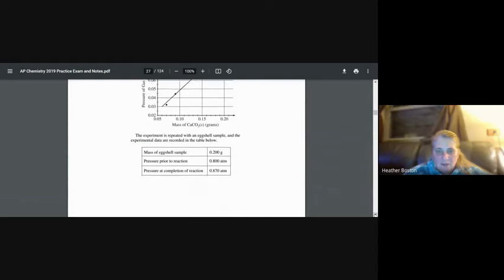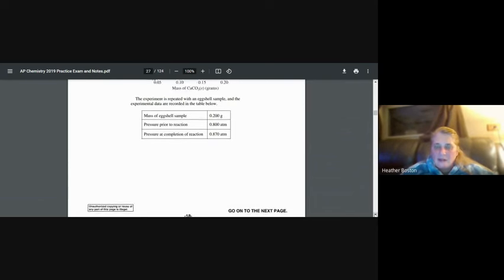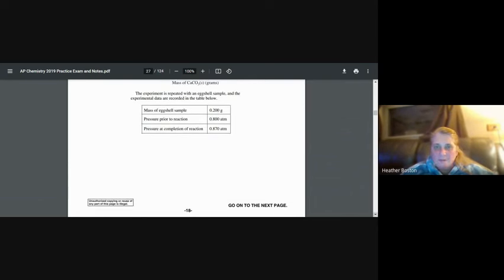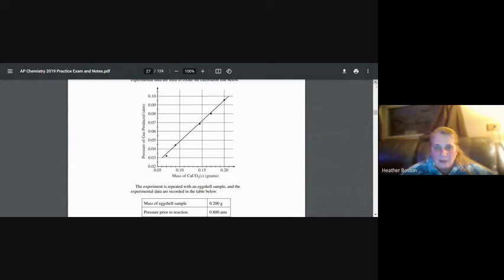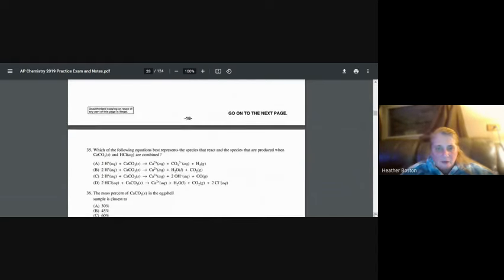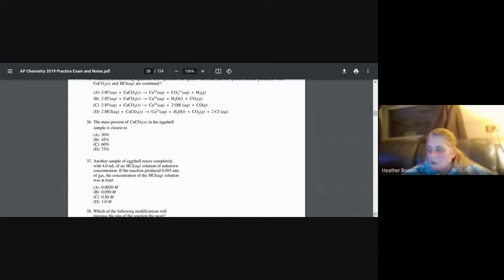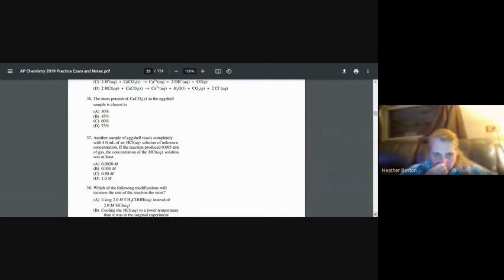So let's make a note of that because you've got the mass of the eggshell sample and you've got the pressure at the completed reaction. So we'd have to do some simple math here. Mass of CO2 in grams. Got it. So let's circle that one and I'll do the math for you. The correct answer is D for that one. But it's going to be kind of tough to explain without a pen and paper.